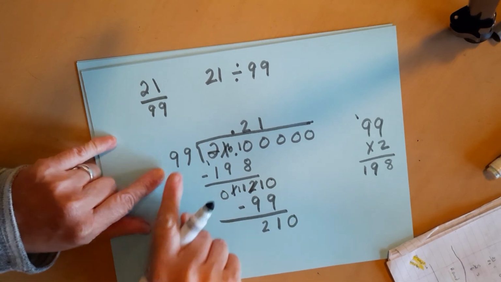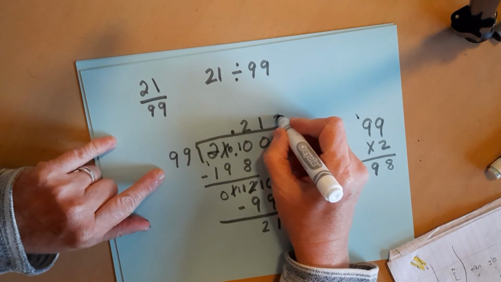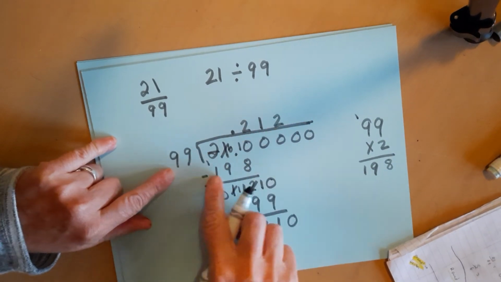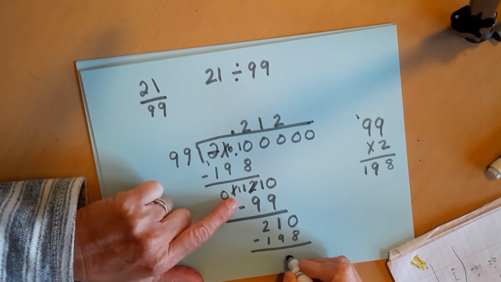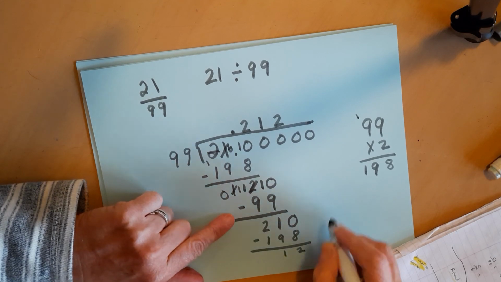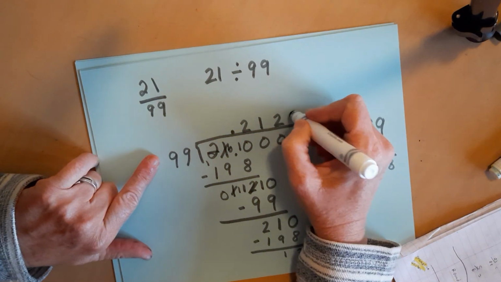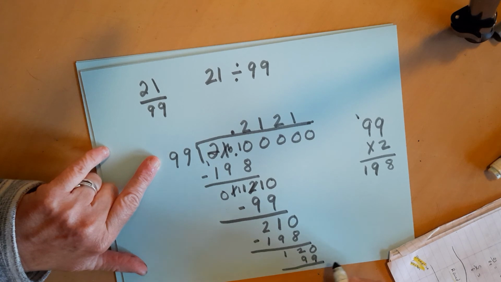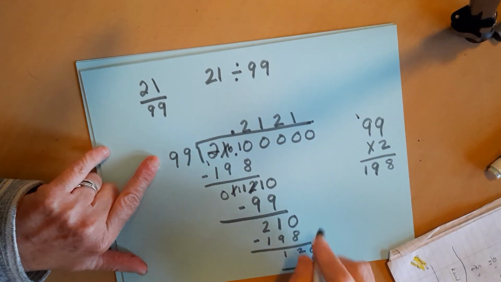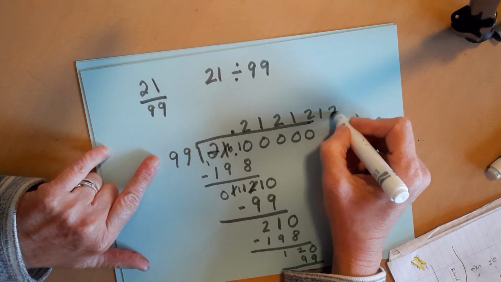Now, how many times does 99 go into 210? It goes in 2 times. 2 times 99, like we found out before, is 198. When we subtract, we get 12 again. Bring down the 0. 99 goes into 120 just one time. 1 times 99 is 99. And we'll subtract, and then that pattern will become clear. It will just go 2, 1, 2, 1, 2, 1, on and on forever.